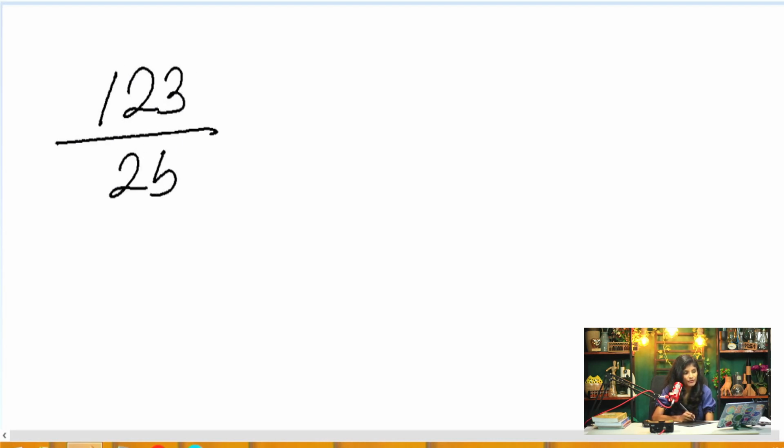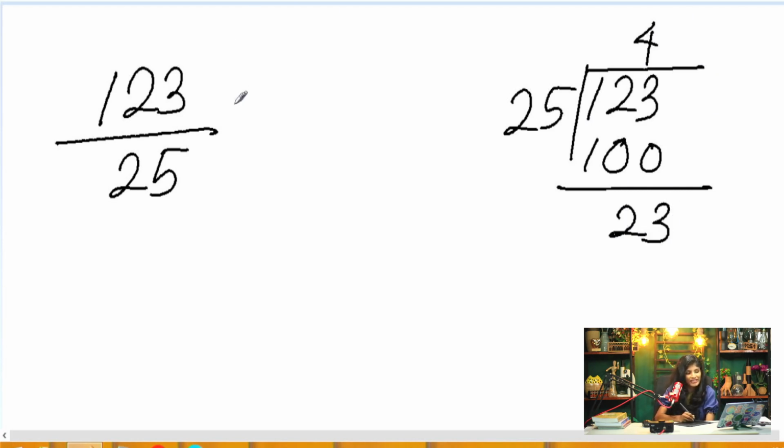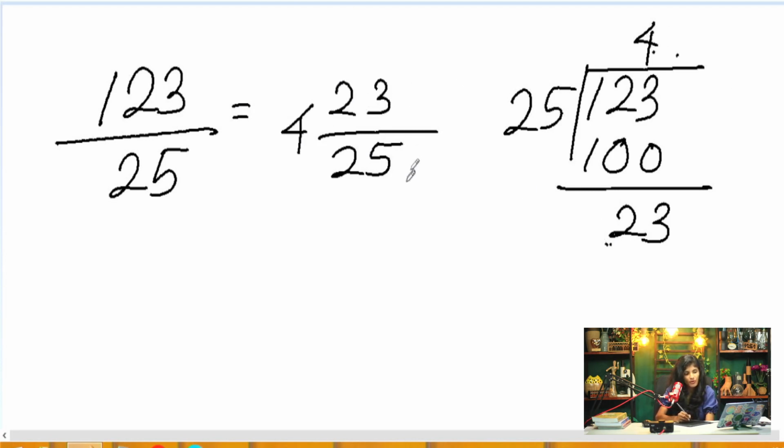The next example, let's take a little bit bigger example. 123 divided by 25. For 100, how many 25's are there? Yes, that is 4. Everyone knows that. 4 times 25 means 100. How much is remaining here? 23. Let's put them. Denominator is 25. Remainder is 23. And we have the whole number 4. That's it.